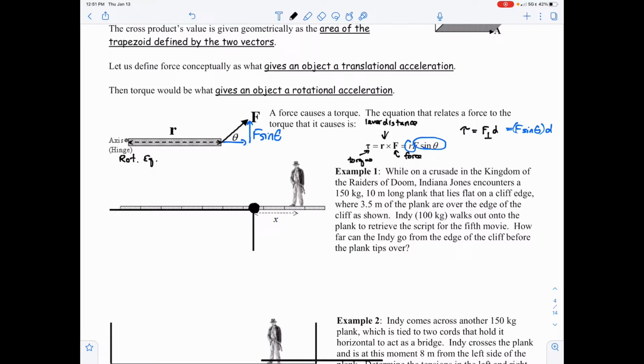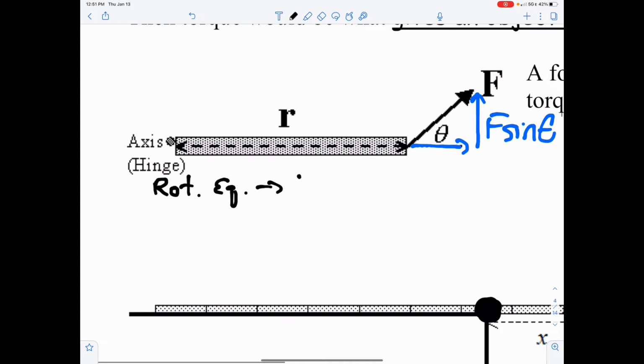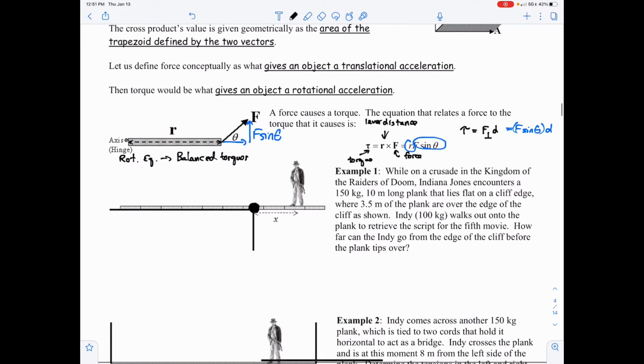The first thing, let's realize that torque involves not just forces but distances. A rotational equilibrium problem is a balanced torque problem. Now, torques involve forces, so we have to make sure that we find the forces acting on this particular system. And there's two different masses involved here. There's the mass of the plank, 150 kilograms, and there's the mass of the man, Indy. So let's go ahead and draw the forces acting on this.